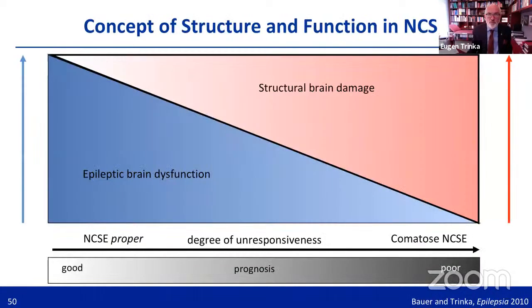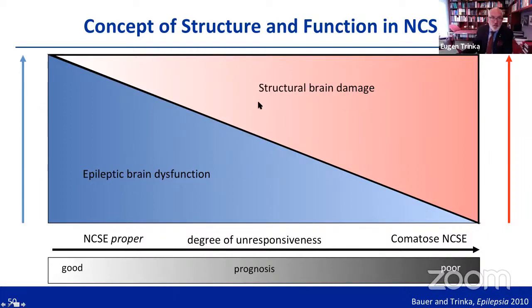So if you see that, I think this graph, which we drafted 12 years ago with Gerhard Bauer from Innsbruck, is very much supported by the findings which we have now. You have structural brain damage when you have an acute symptomatic or remote symptomatic status epilepticus, and you have an epileptic brain dysfunction. For example, in absence status, there is no structural brain damage, there is just epileptic dysfunction. The level of consciousness, degree of unresponsiveness, is low. The patients only have minor impairment of consciousness. There is a slight suspension of working memory, but they are definitely not in coma. So it's non-convulsive status proper. Prognosis is good.